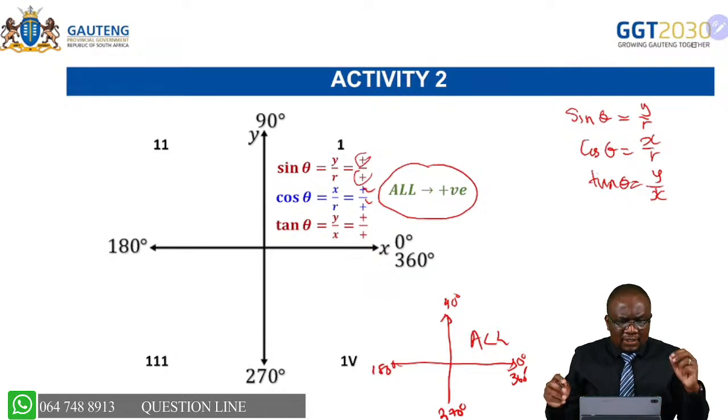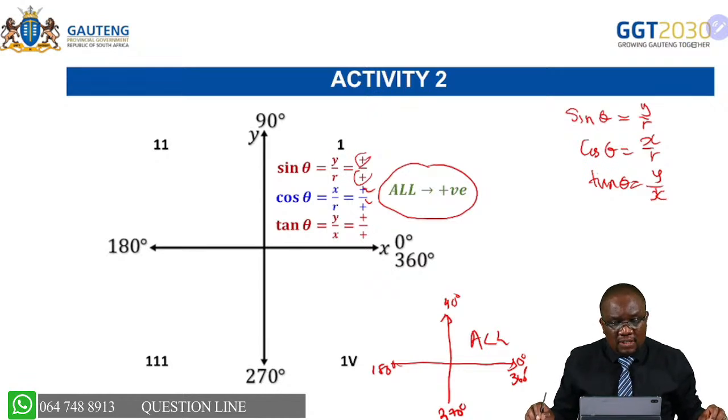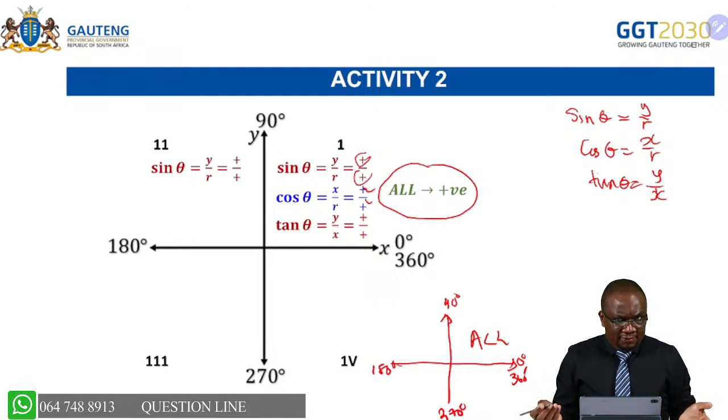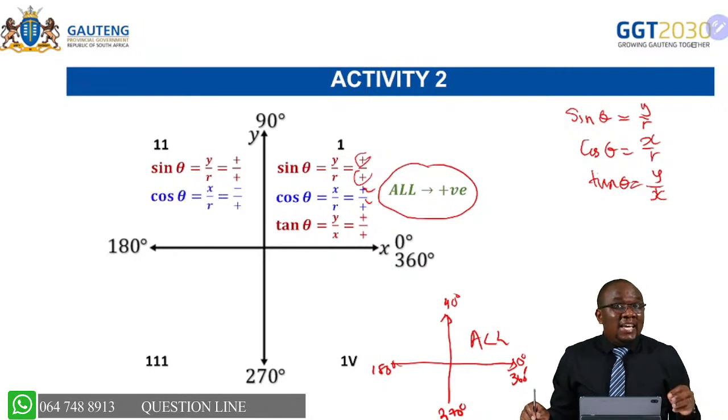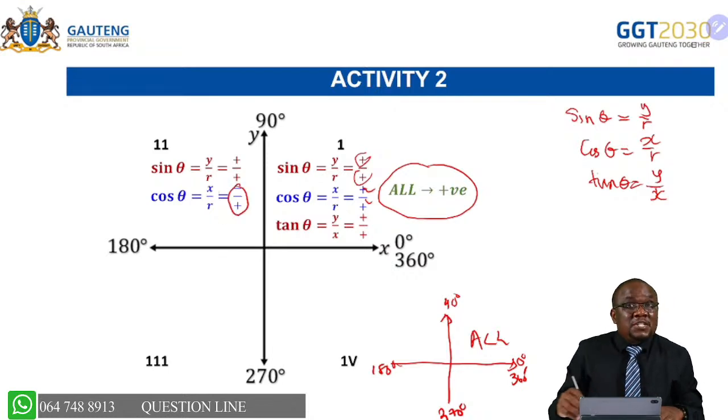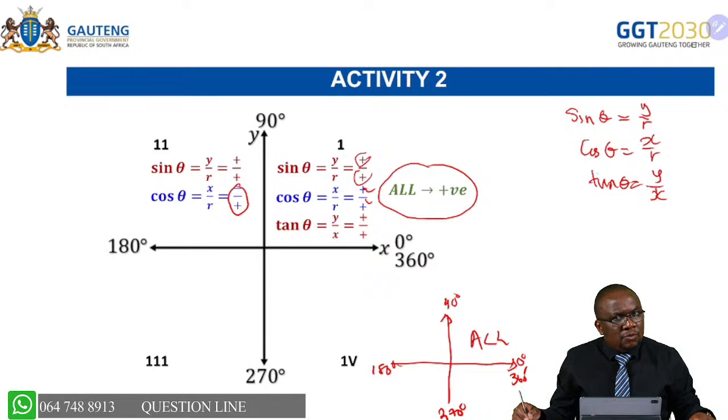Okay? Right, in quadrant 2, x is negative and y is positive, isn't it? So now, sine theta is y over r. Y is positive. R is always positive. So sine theta is positive in quadrant what? 2. But what about cos theta? Cos theta is x over r. X in quadrant 2 is negative. So it's negative over positive. So this is negative. It means cos theta is negative in quadrant 2.